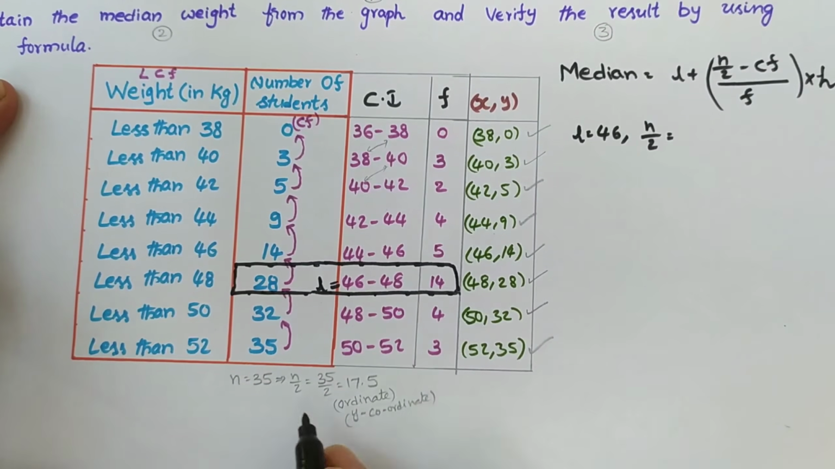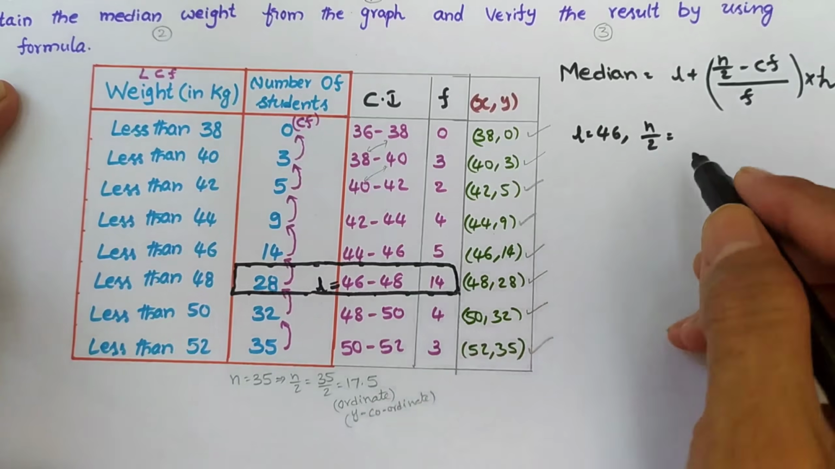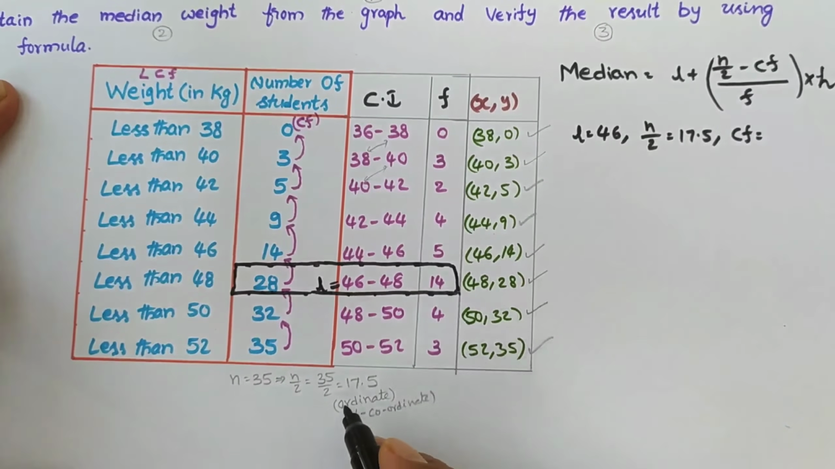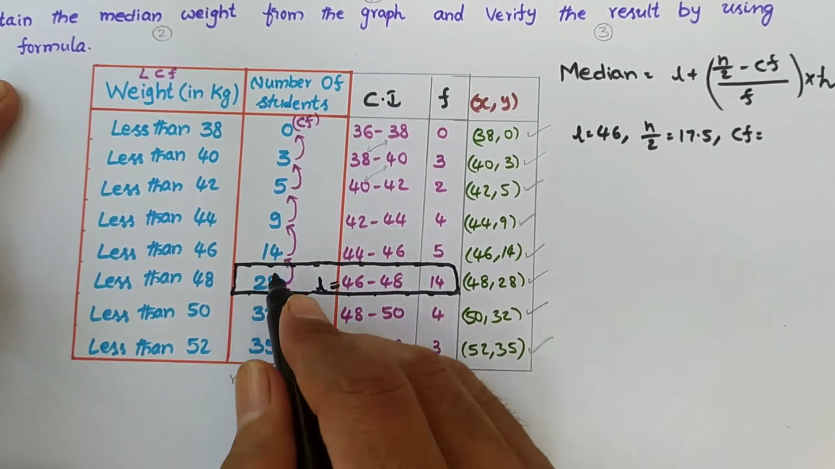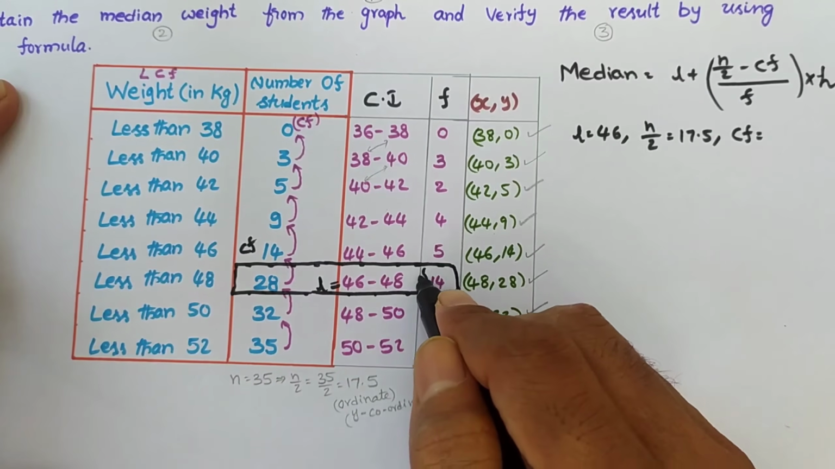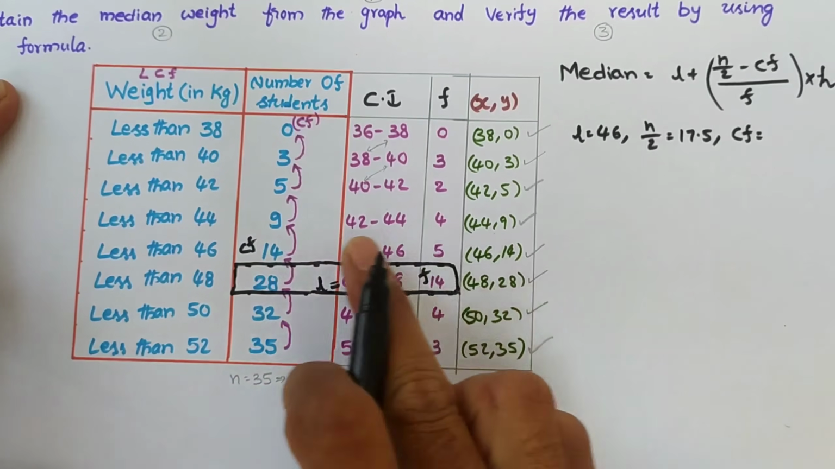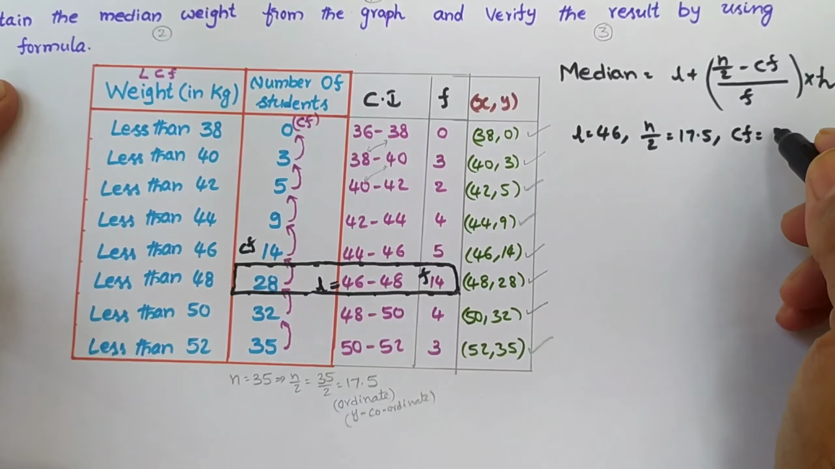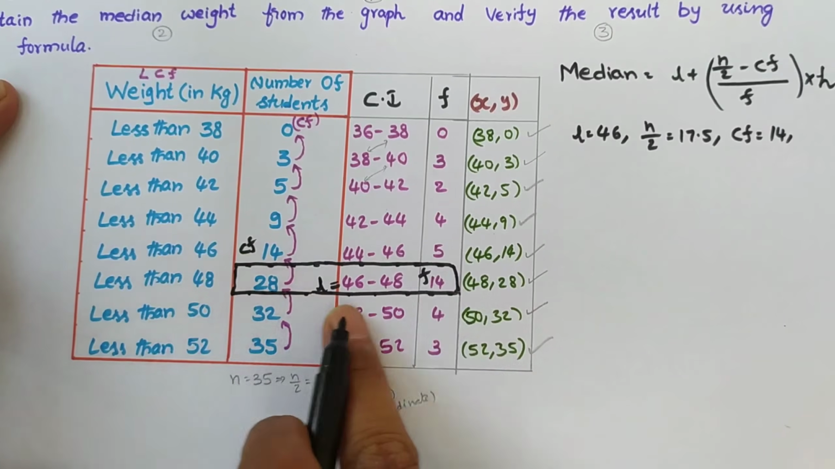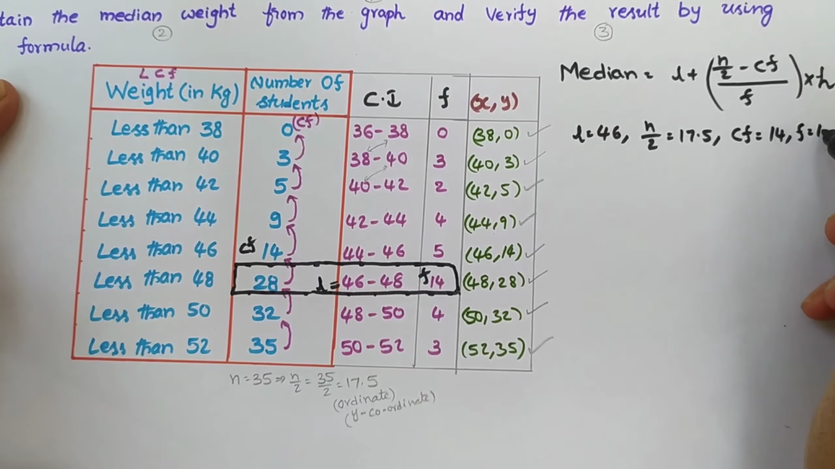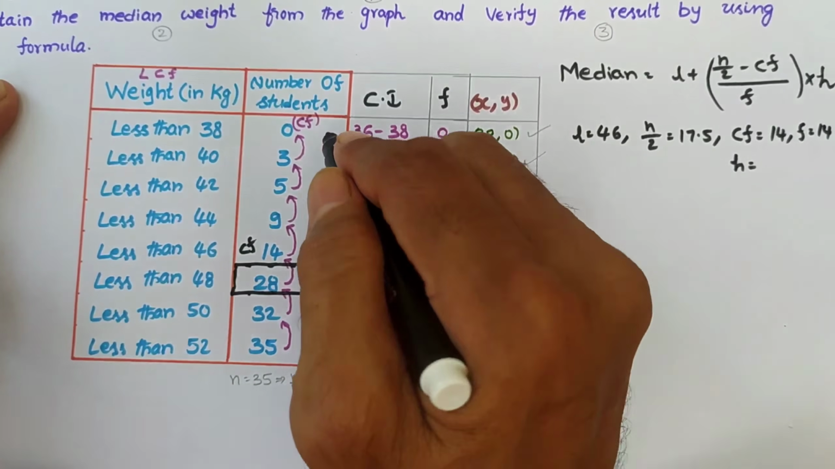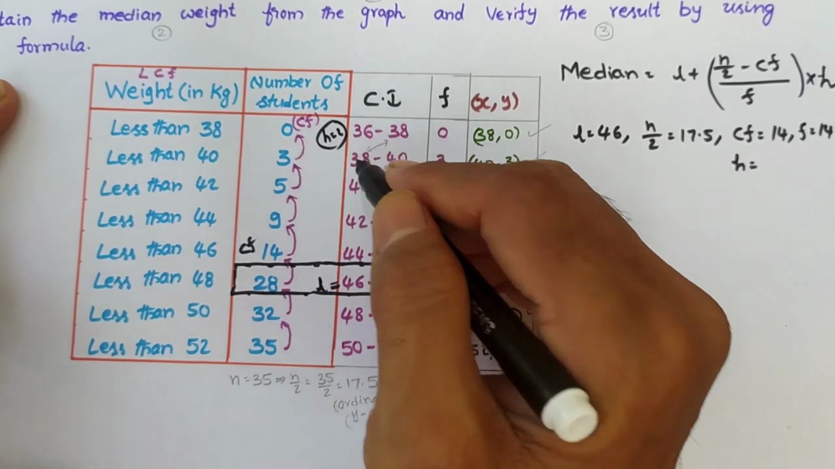and n by 2 is, as we have seen, 17.5. And CF is, see, in the median class, the preceding cumulative frequency is the CF. So CF is 14 and here F is the frequency of the median class, that is 14. F is 14 and H, you see here the difference. Difference is 2, that can be taken as H. So H is equal to 2.